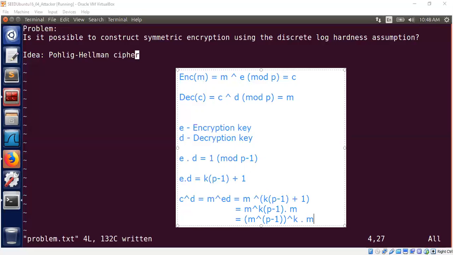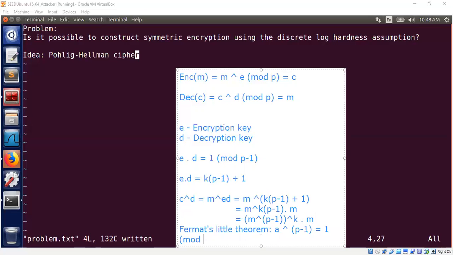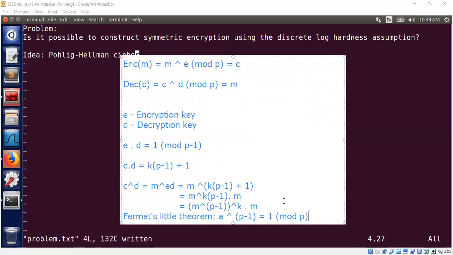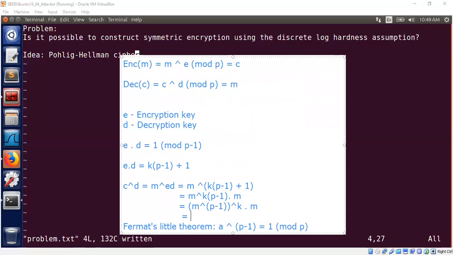What is M to the power P minus 1? Now comes Fermat's little theorem. Fermat's little theorem tells us that A to the power P minus 1 is congruent to 1 mod P. We are now applying Fermat's theorem to the above equation, so this will become 1. And 1 to the power K is 1, so who cares? So it's M. That's the reason why decryption gives us the original message M. So this is basically it.